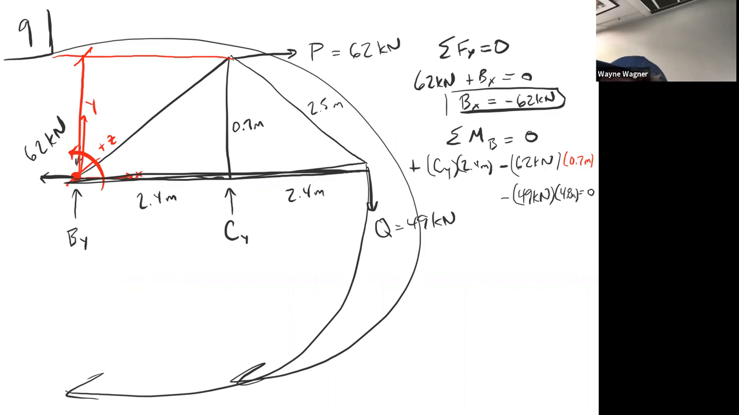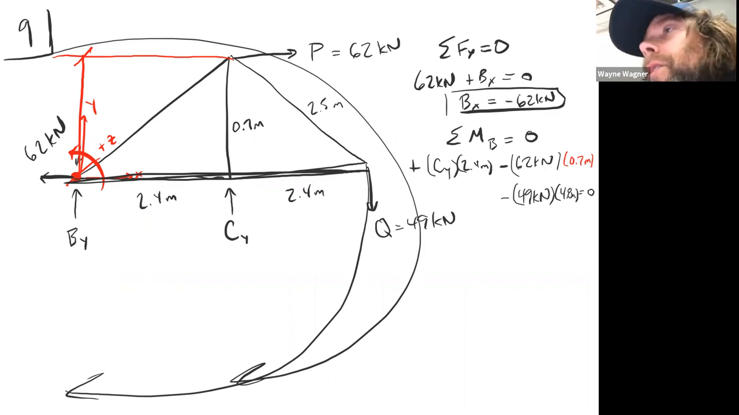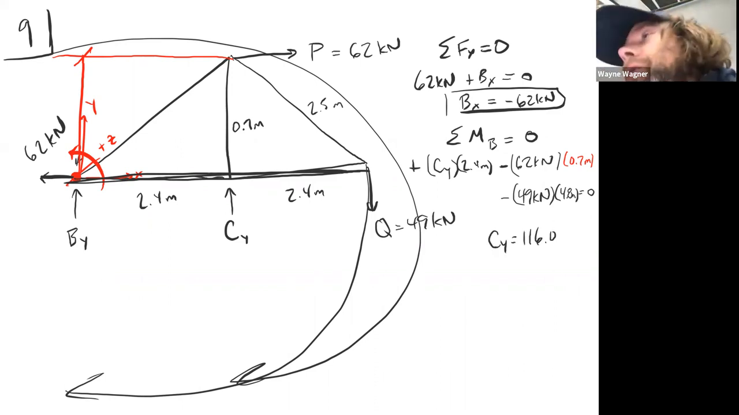Let's see, 62 times 0.7 plus 49 times 4.8. Then we'll divide that by 2.4 equals 116.08. So CY equals 116 point... You know, I wish they would just have the numbers work out to a pretty number. Okay.